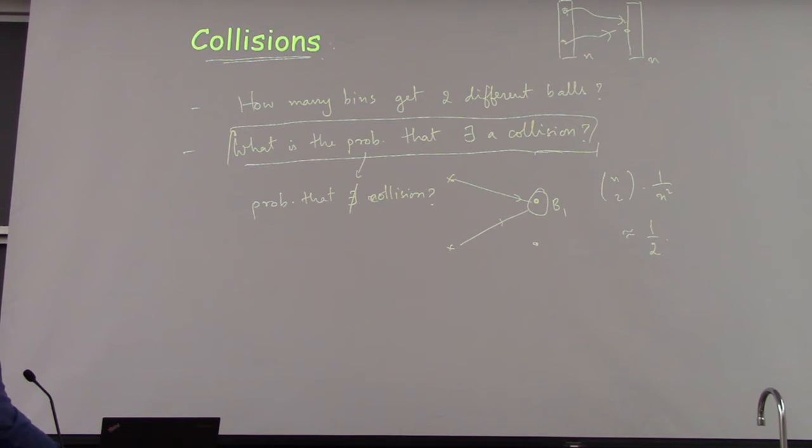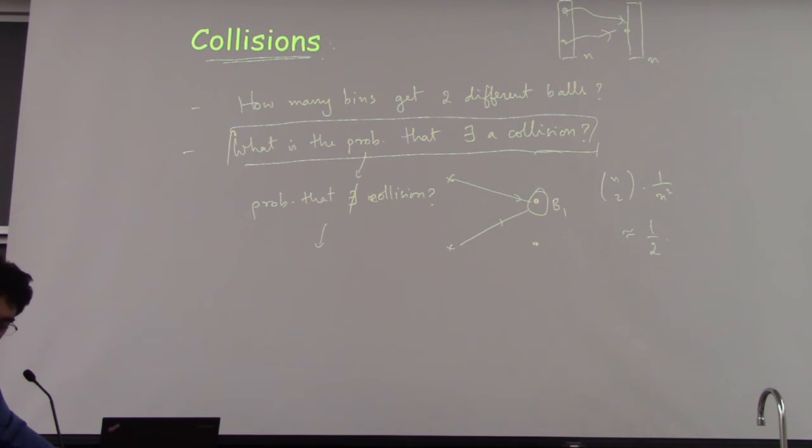What does no collision mean? It means there are n balls and there are n things, and each one goes to a different place. I think this was in homework 0, so those of you who solved it will know.